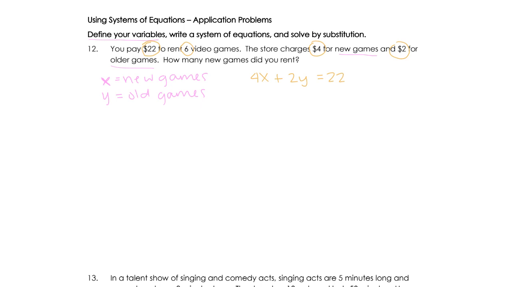That's our first equation. Now the second equation is a little bit trickier. We still have to use the 6, but there's no other numbers that we have left to use. But we know that we rented 6 video games total. So I know that I could put equals 6. Now, in order to know how much money you spent, you have to have bought a certain number of new games and a certain number of old games. We just don't know how many, but we know that if you added up the new games you bought plus the old games you bought, that would equal 6. So that's actually how we're going to write our other equation. Now we have to actually start solving this by substitution. So we need to isolate one of our variables.